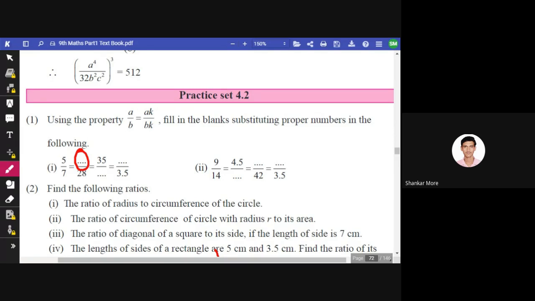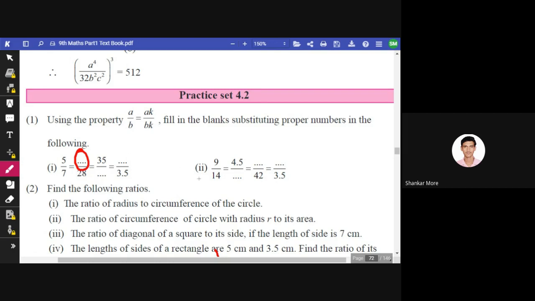Now 7 was multiplied by what to get 3.5? We halved 7 here, exactly, we did half, right? Half of 7 is 3.5. So what do we have to do in the numerator as well? Yeah, we are dividing by 2 exactly. So in the numerator it will be 2.5. I hope everyone gets it. Clear? Yeah, good.